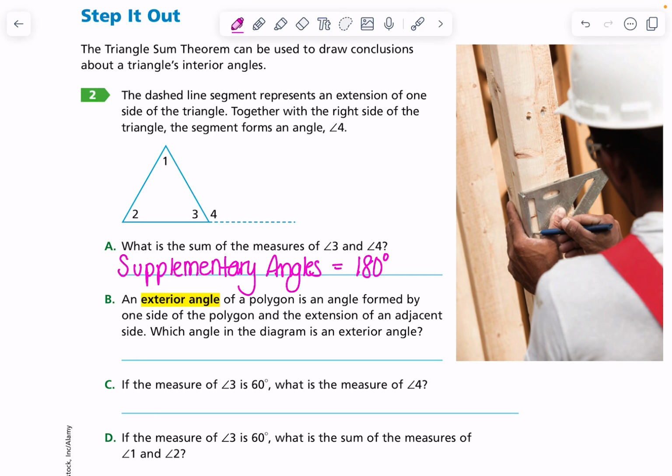And I'm on letter B now. An exterior angle of the polygon is an angle formed by one side of the polygon and the extension of the adjacent side. Which angle in the diagram is the exterior angle? We're going to say angle 4, that one that's on the outside. C, if the measure of angle 3 is 60, then what is the measure of angle 4? Well, 4 and 3 are supplementary, so we'd take 180 and subtract 60, and that would give us 120.